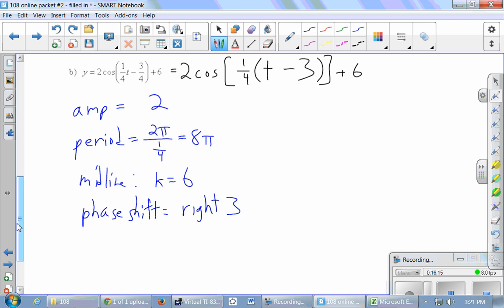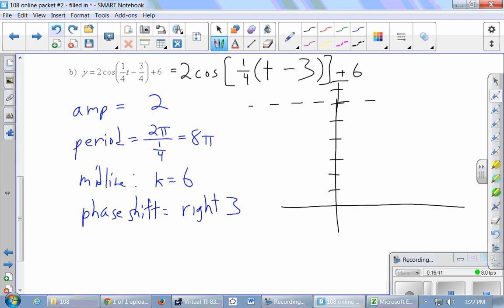Okay, let's go ahead and start drawing. So let's begin with our midline. Our midline is at 6, so we're going to draw a horizontal line at 6. Okay, so 1, 2, 3, 4, 5, 6. So our midline is right up there at 6. And then the amplitude is 2, so that means 2 up and 2 down from that middle. Represent the top and bottoms of our graph. So it's going to get up there to 8 and down to 4.